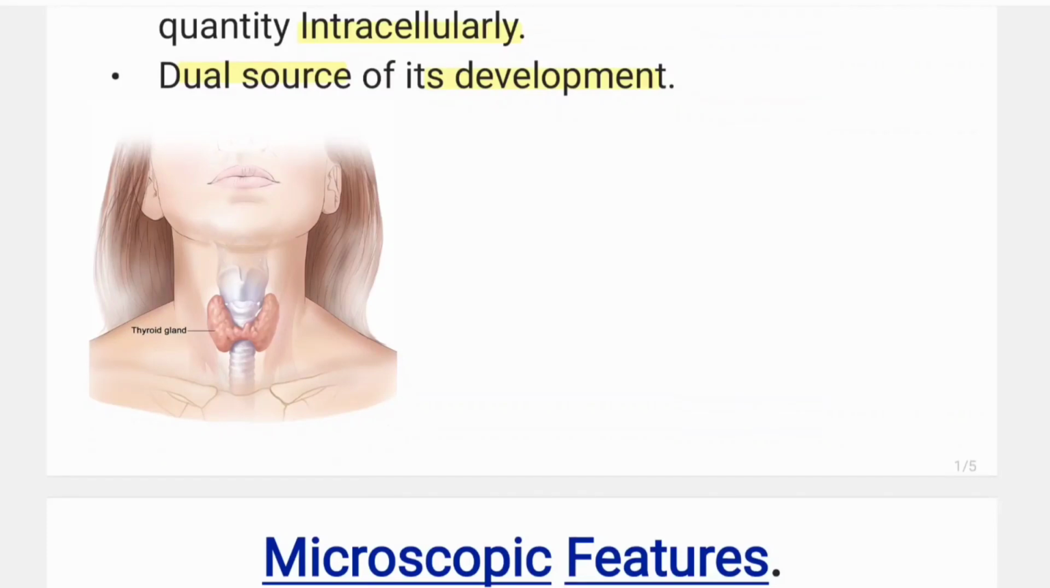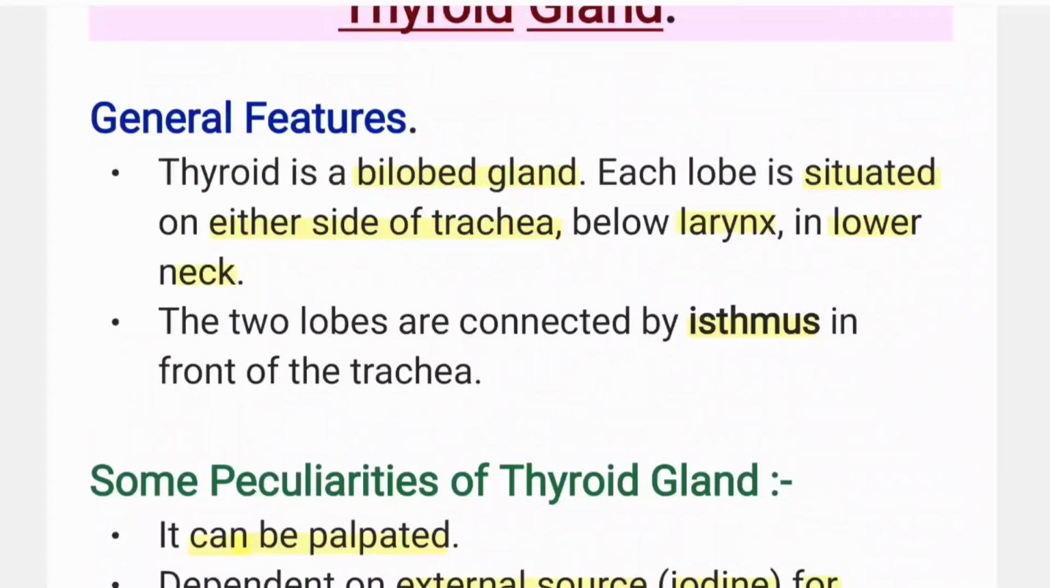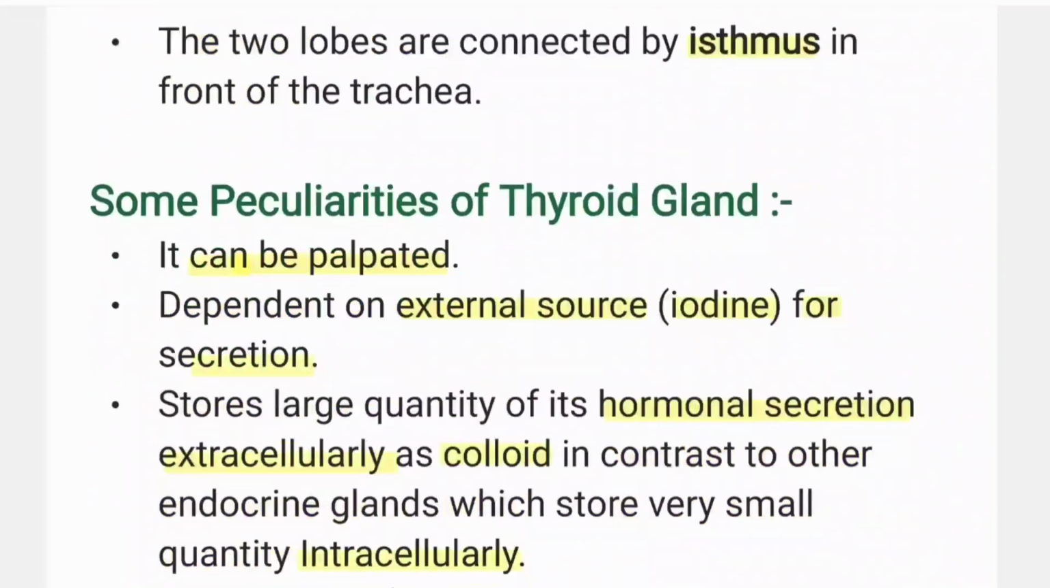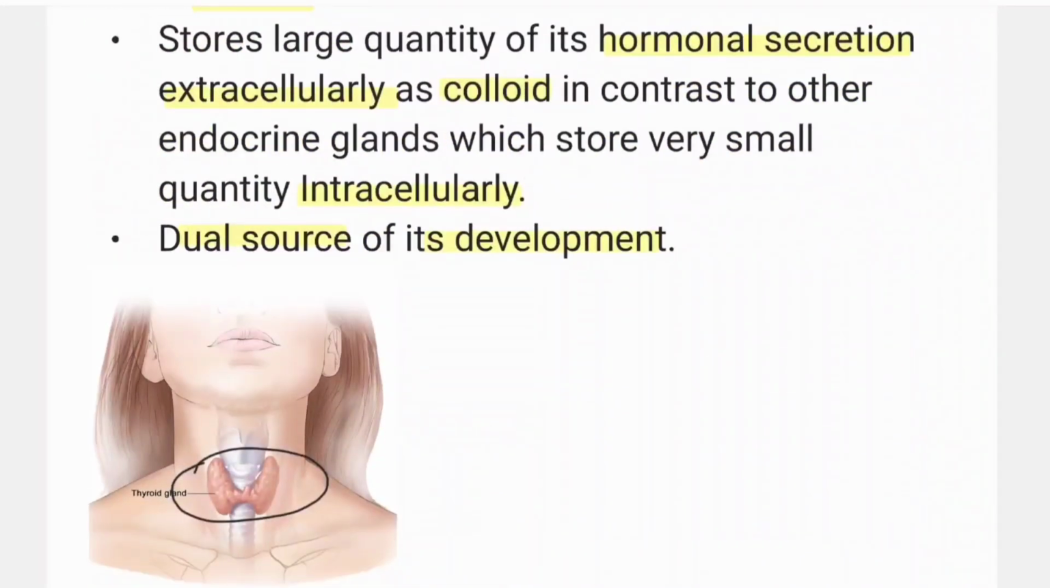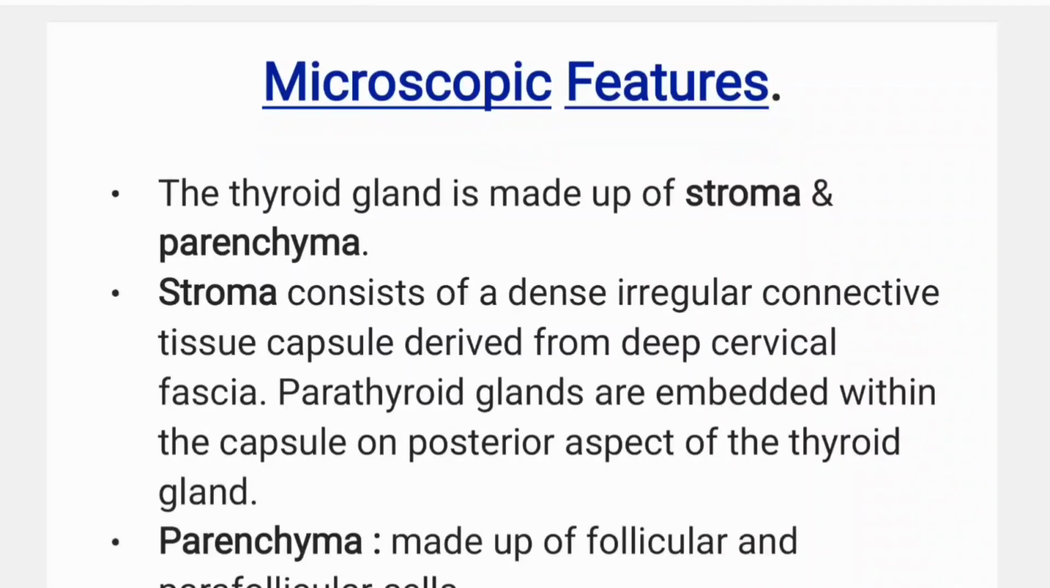So, this is the thyroid gland that is present in the lower neck below the larynx. Now we'll look at the microscopic features of the thyroid gland. Thyroid gland is made up of stroma and parenchyma. These are the structures which make up the thyroid gland.